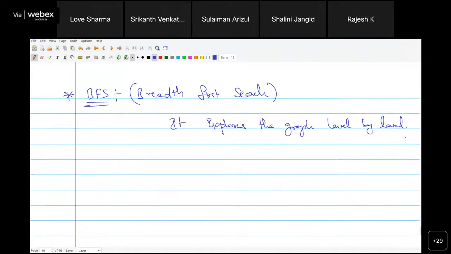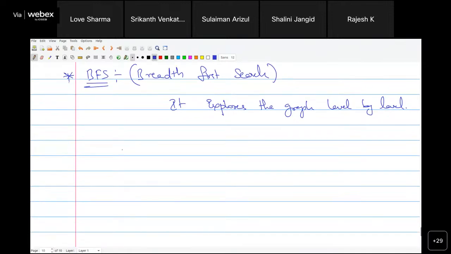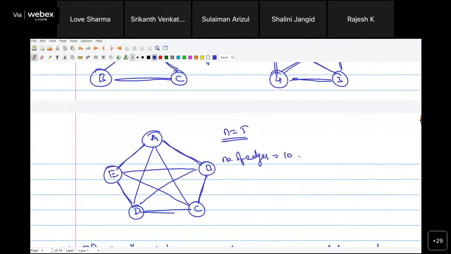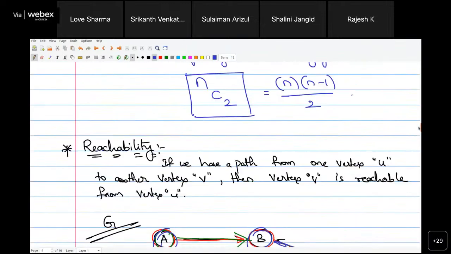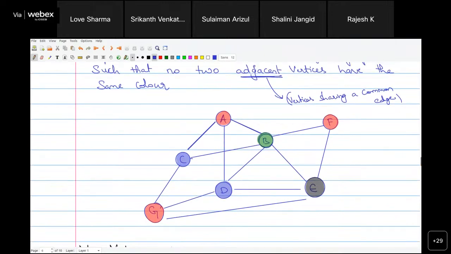So let me explain it by taking an example. If I have a graph, I will pick one of the above graphs, one simple graph maybe. Let us take this graph.